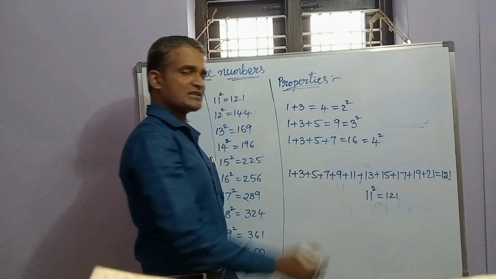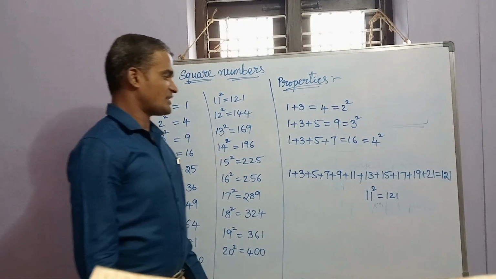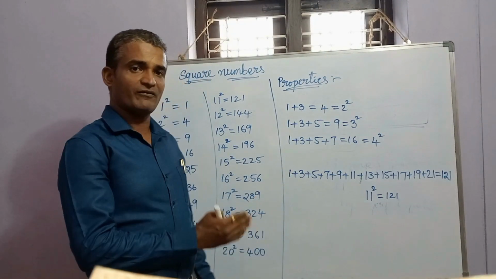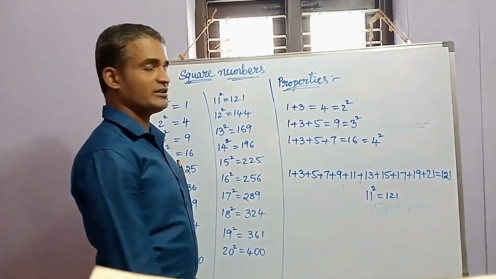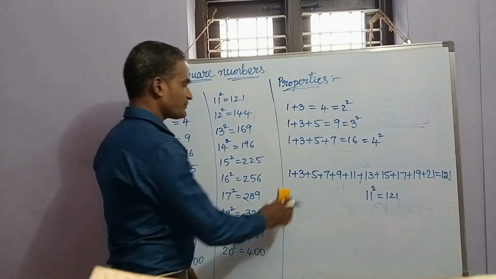So you can add and check also. The sum of continuous odd numbers from 1 always gives a perfect square. This is our second property here.